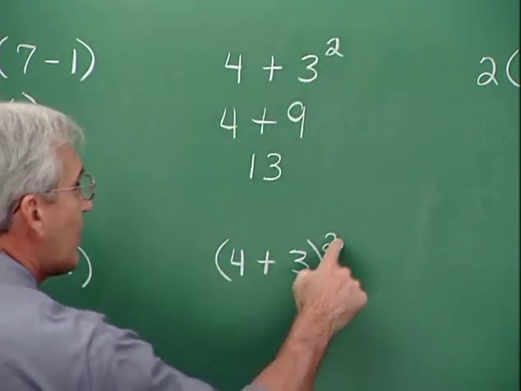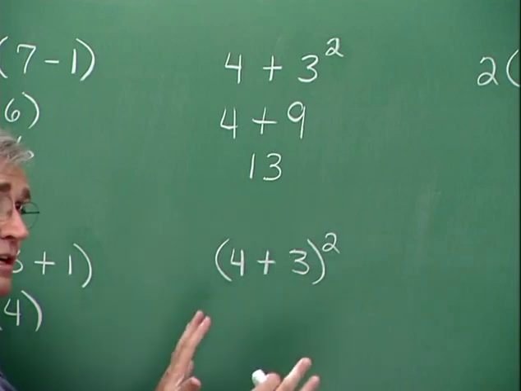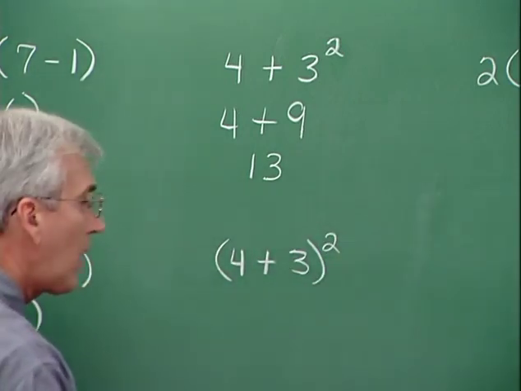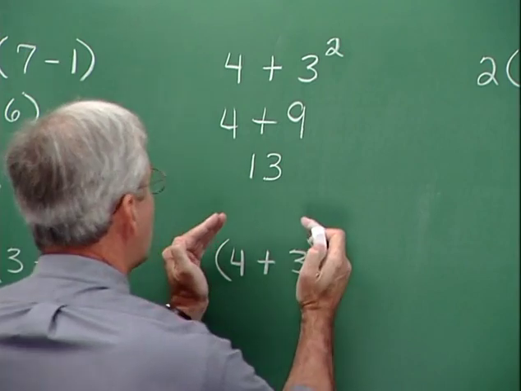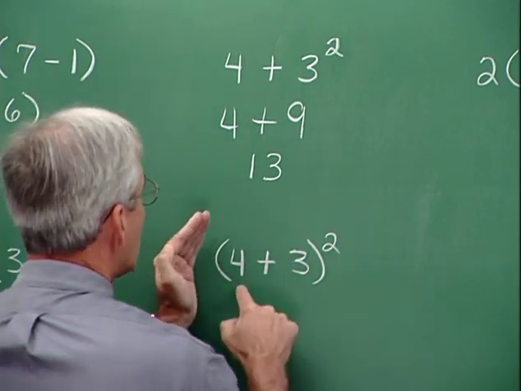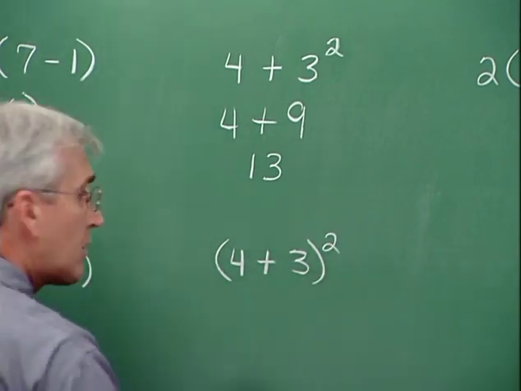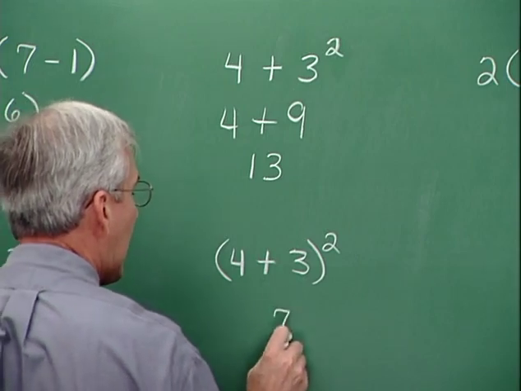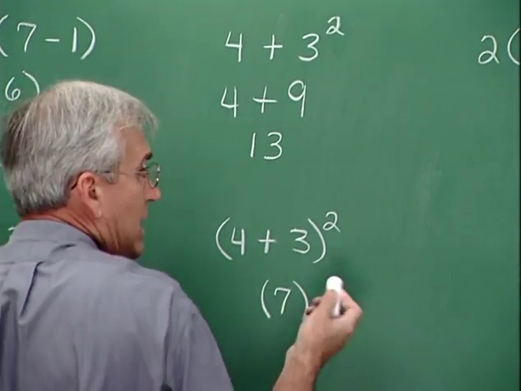We have 4 plus 3 and we also have squared. But we have a parenthesis in here, and it changes the dynamic of the problem altogether. This says to work in the parenthesis first. So we collect the 4 and the 3 to get 7. Now I can keep the parenthesis or not keep it.